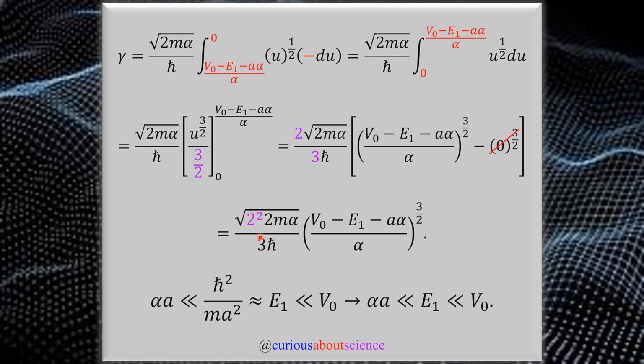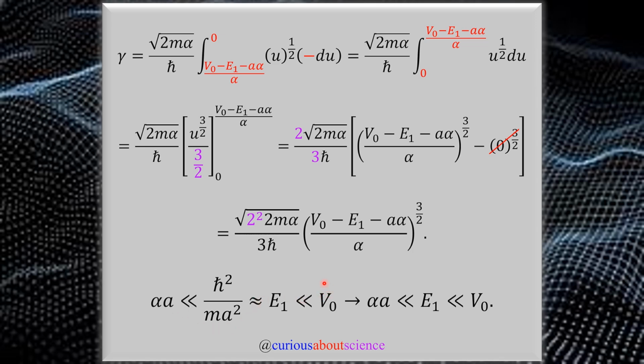But what we see here is that we're told specifically that the perturbation is weak. So alpha a is much less than h bar squared over m a squared, which we saw was approximately equal to the ground state. So we see that the ground state is much greater than alpha a, the perturbation of the Stark effect.